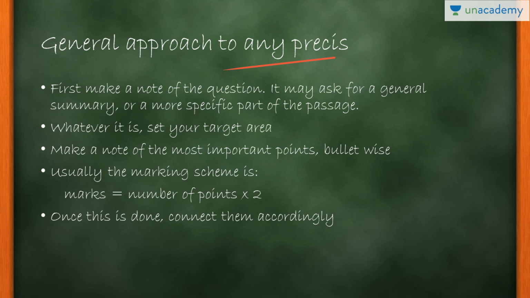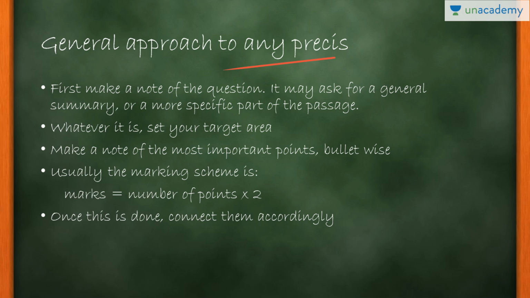Now, the marking scheme of a Preci. Usually a Preci comes of 8 to 12 marks, and the system is that the marks that you will get is the number of points that you give into 2. Obviously, if you give 7 points and the Preci is of 12 marks, you cannot help but get 12 at most. But the whole point is that usually you need to give double the points that are given in the marks to achieve full marks in a Preci, because this is like the only form of writing where full marks is possible.